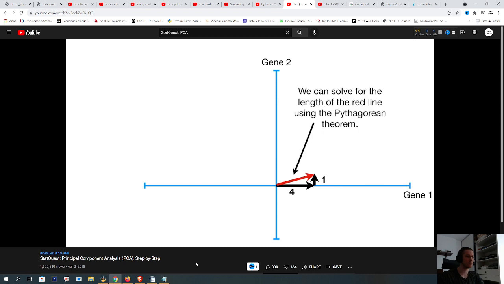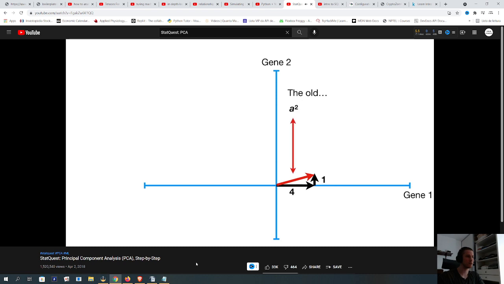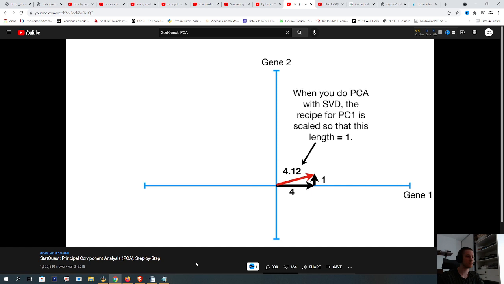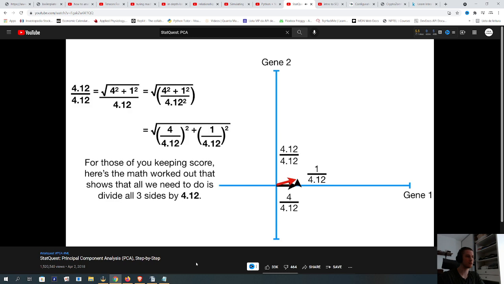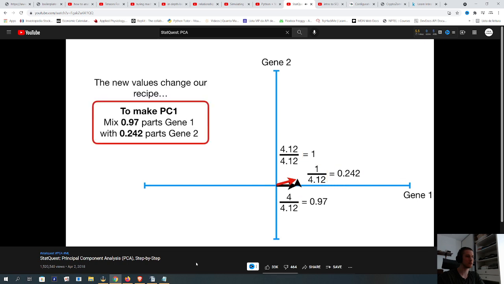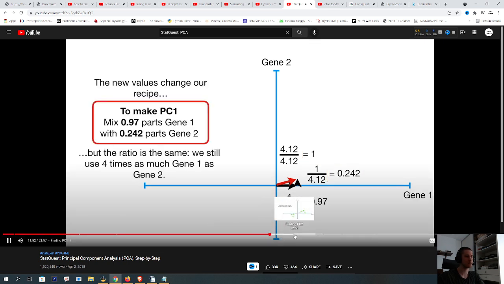We can solve for the length of the red line using the Pythagorean theorem. The old a squared equals b squared plus c squared. Plugging in the numbers gives us a equals 4.12. So the length of the red line is 4.12. When you do PCA with SVD, the recipe for PC1 is scaled so that this length equals 1. All we have to do to scale the triangle so that the red line is 1 unit long is to divide each side by 4.12. For those of you keeping score, here's the math worked out that shows that all we need to do is divide all 3 sides by 4.12. Here are the scaled values. The new values change our recipe, but the ratio is the same. We still use 4 times as much gene 1 as gene 2.